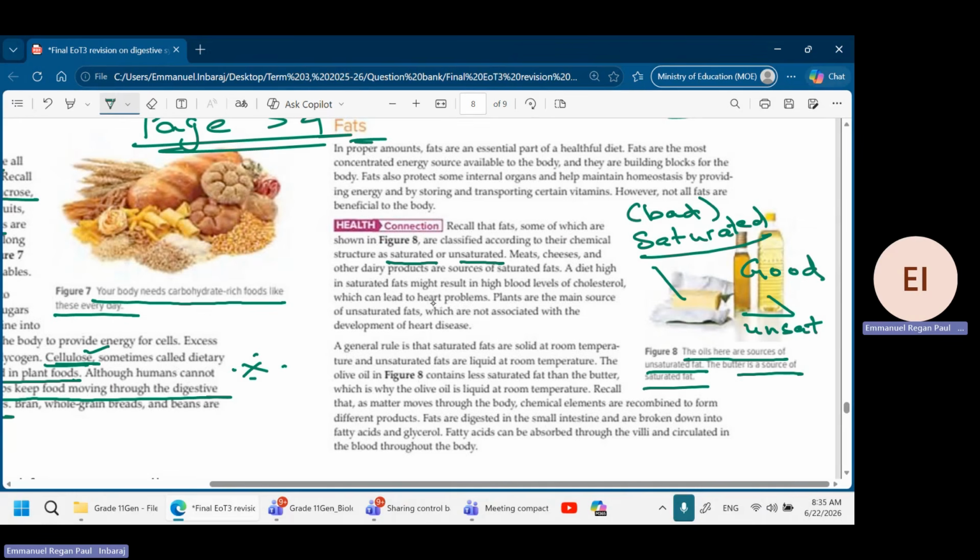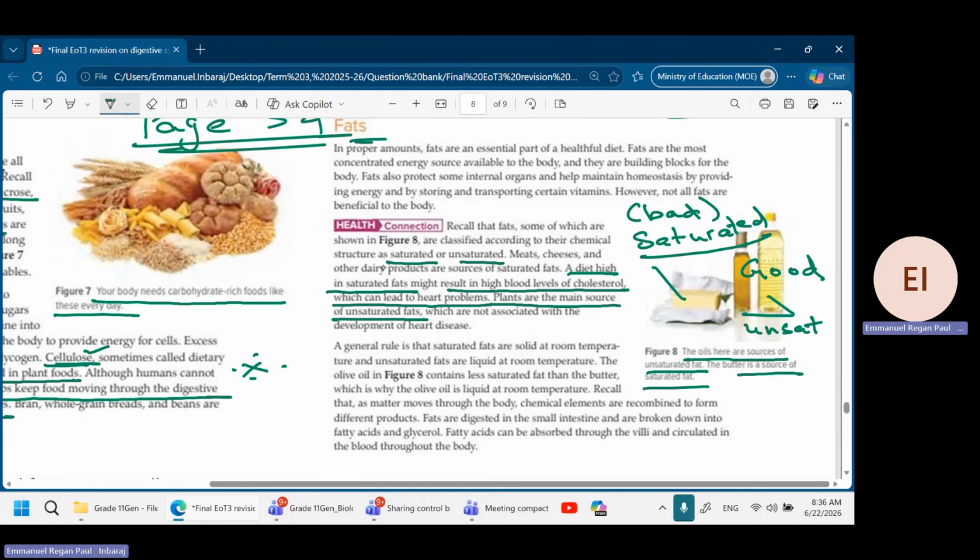Saturated and unsaturated fat. Plants are the main source of unsaturated fat. A diet high in saturated fat might result in high blood levels of cholesterol, which may lead to heart problems.